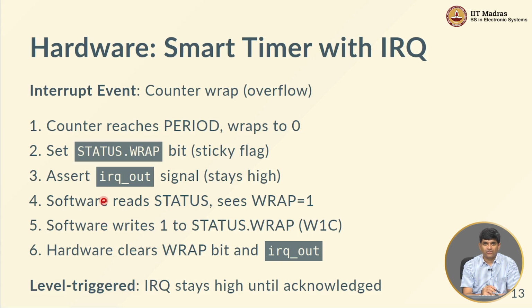That IRQ out signal is what we will connect to the GIC as our interrupt signal. That interrupt in turn will cause the software handler to get triggered. The handler will read the status, see that wrap is equal to 1, and write 1 to the status.wrap register, which is a write-1-to-clear kind of register, and clear it. Every time we get the interrupt, it will clear this bit, and the IRQ out goes back to 0. So the IRQ, implemented in this way, stays high until it's acknowledged, and we will look at both how the RTL as well as the software side look in order to achieve this.